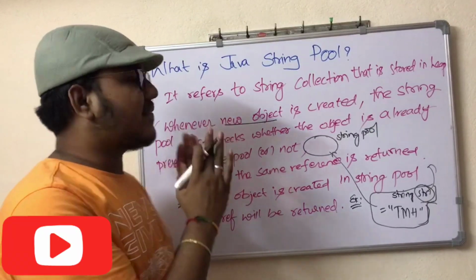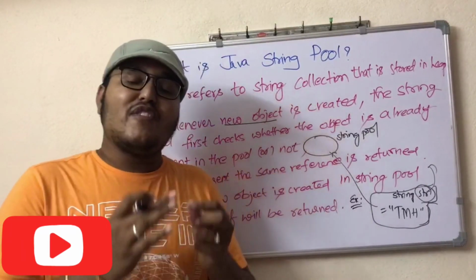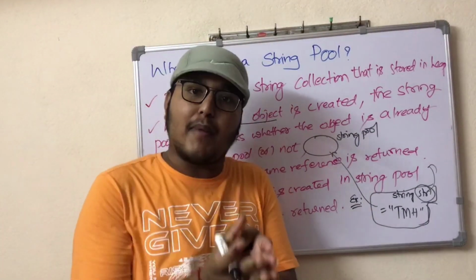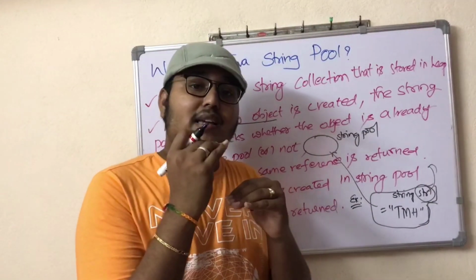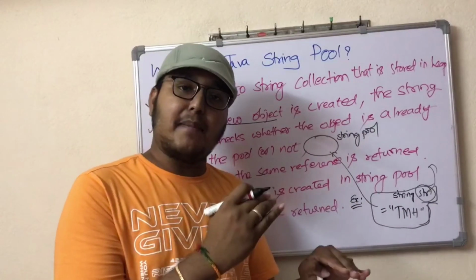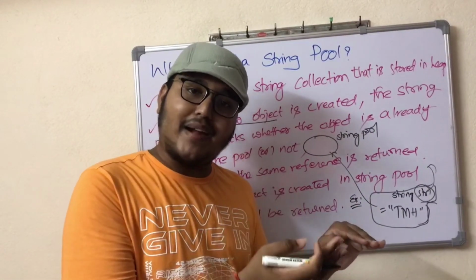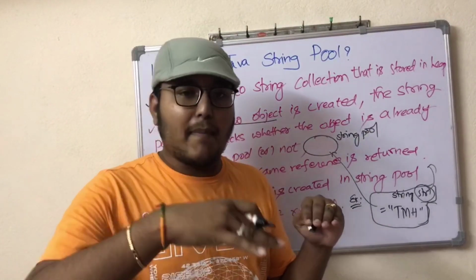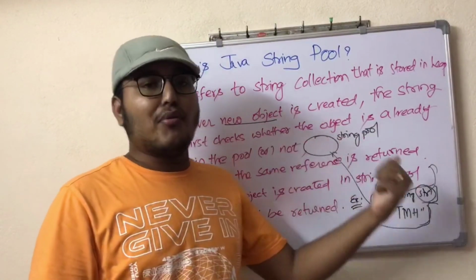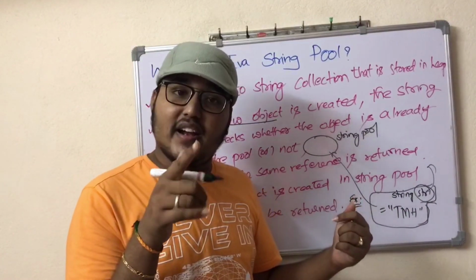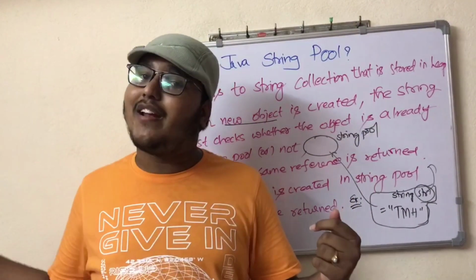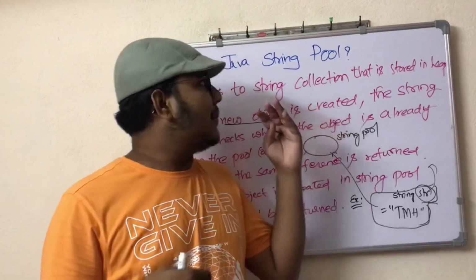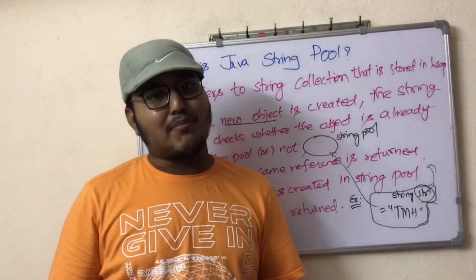The main advantage of this string pool is that we will save some amount of memory. Let's say if I create 100 references with the same content, then 100 objects will be created in heap memory. Instead, in the string pool, only one object will be created, and that object reference will be given to the user. So here we are saving memory. That is the main advantage of Java string pool.